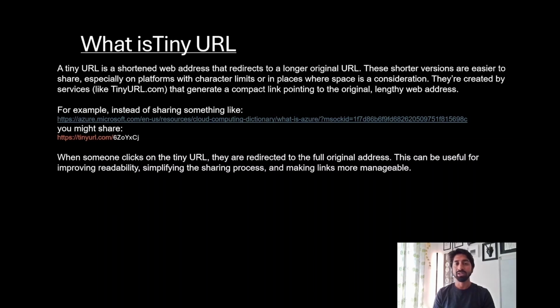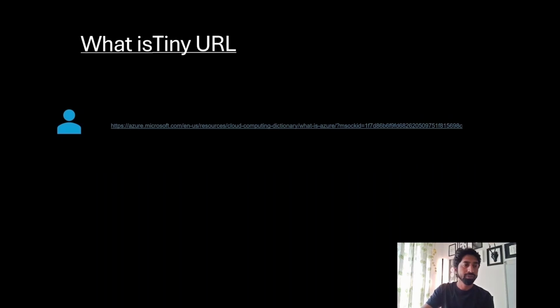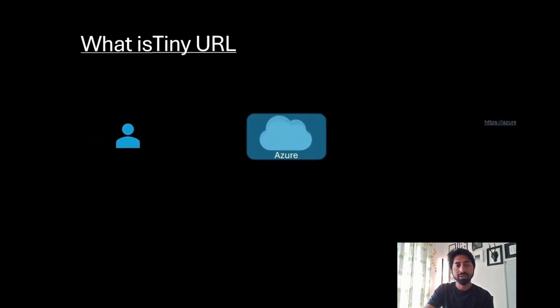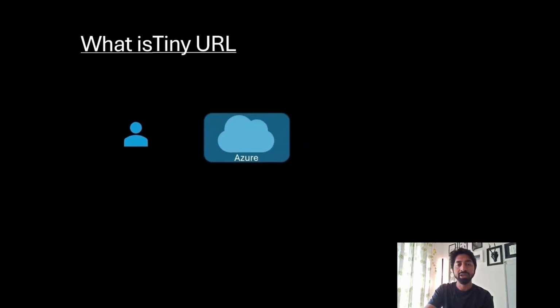The question is, how do we generate it? There are multiple online services available where we can generate the tiny URL from the actual URL. Let's understand this with the help of an example. On the left side, we can see there is a user trying to access this long URL. When the user sends a request, it actually lands on the Azure portal, right? And when we replace this actual URL with the tiny URL, the user makes a request on this tiny URL, which eventually redirects to the actual URL, and the user gets the same Azure portal.